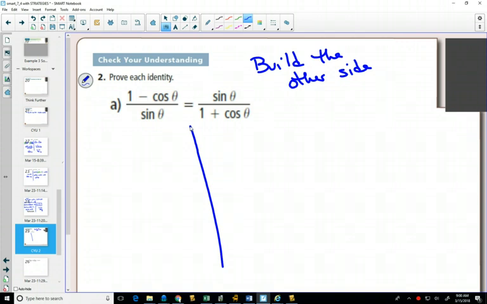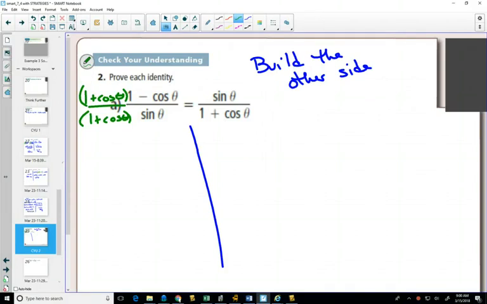And so what I want to do is get those denominators the same, and I do that by multiplying by 1. Because if I want a 1 plus cos theta on the bottom of this side, I'm not allowed to just do that to the bottom of this side. But if I also multiply that on the top, then technically I'm multiplying by 1. And I haven't changed what this side is equal to.